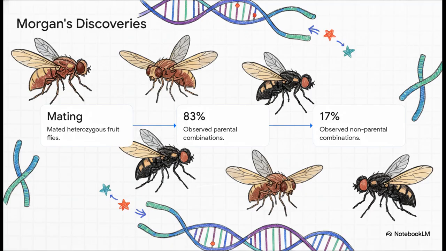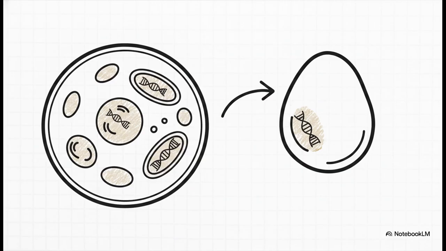When Morgan mated flies to look at body color and wing shape, he didn't get independent assortment either. Analyzing the offspring, he saw 83% of the flies kept the parental combinations, while exactly 17% showed new combinations due to crossing over. Morgan's work firmly proved that certain linked traits were even tied directly to the sex chromosomes of the fly. And then came another massive plot twist in explaining the chapter: extra-chromosomal inheritance.